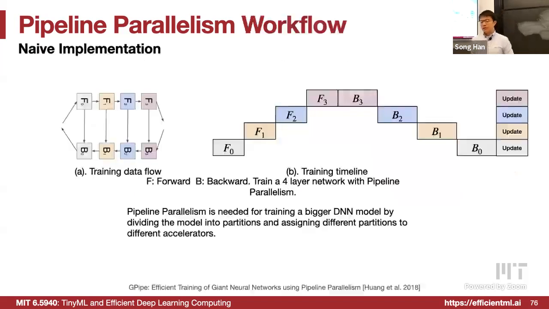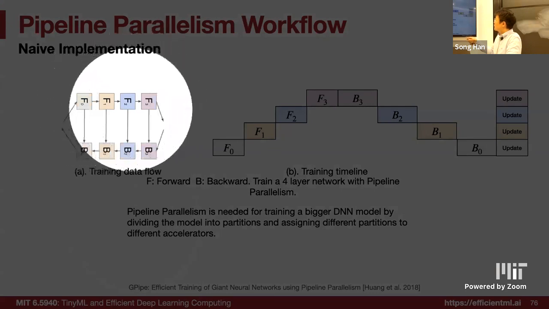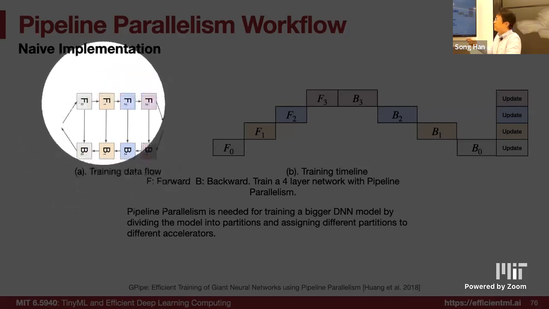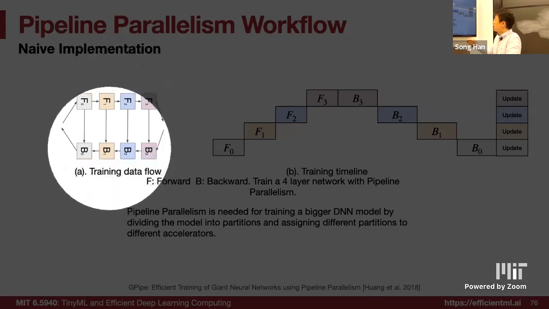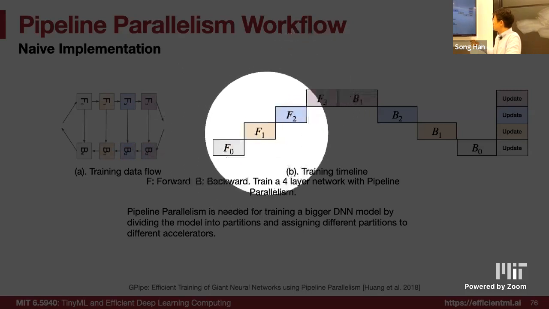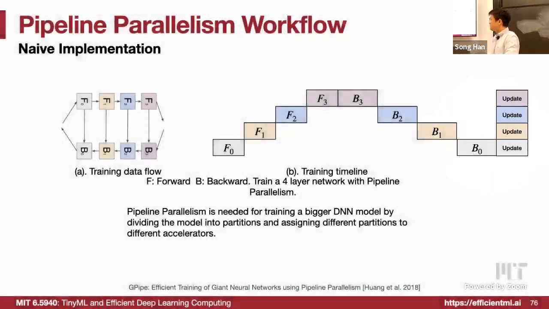So a naive implementation basically partitions the training data flow. Say we have 4 different layers, with forward F0, 1, 2, 3, and backward 3, 2, 1, 0. We need to store the intermediate activations to calculate the backward. So this is the forward on GPU 0, 1, 2, 3, and backward 3, 2, 1, 0. Finally, we can update. So the model is split into 4 partitions in this way, assigning each partition to 1 GPU.